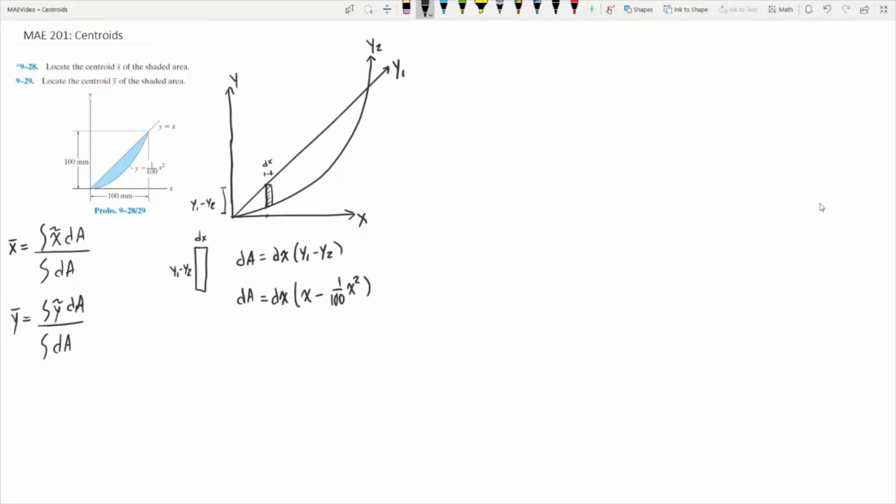One other thing to note is our x tilde from this equation. x tilde is represented as the moment arm from our y-axis to our differential element. So this is x tilde here. In this case, we can say that x tilde is some arbitrary x distance away from the y-axis, which makes it easier for us. So now we can substitute our dA into the x bar equation and rewrite x tilde as x. Let's write that here.